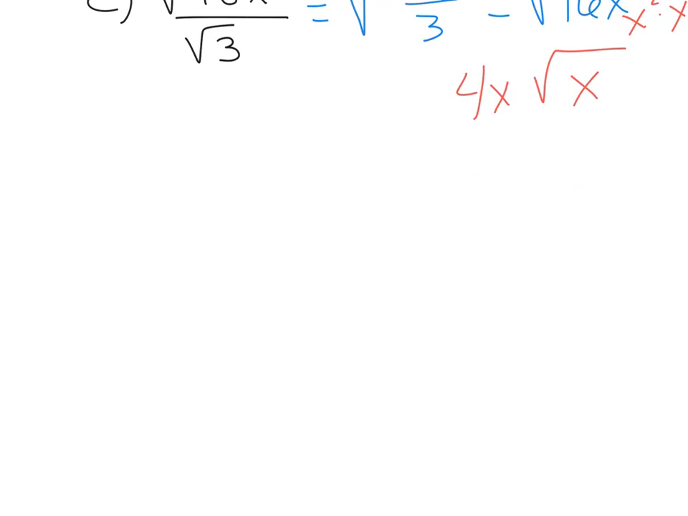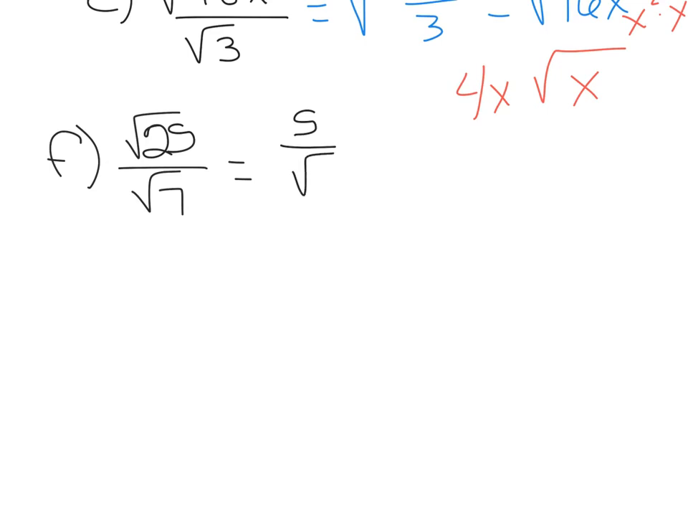All right, letter F says the square root of 25 over the square root of 7. And we could put these back together if we wanted to and make one fraction, but it's not really going to help us because 25 is not divisible by 7. So it doesn't really help to put it back together. Instead, we're just going to simplify this 25 to make it 5, and the square root of 7 is going to stay in.